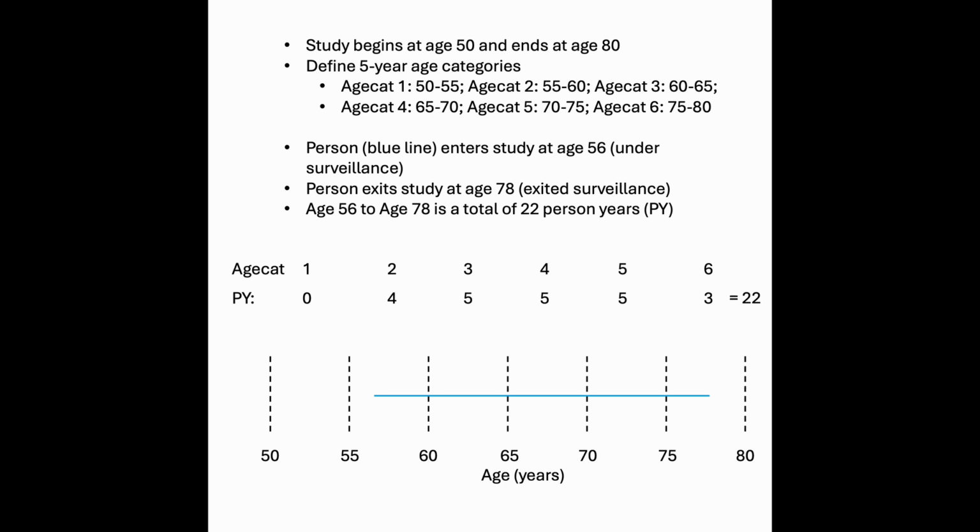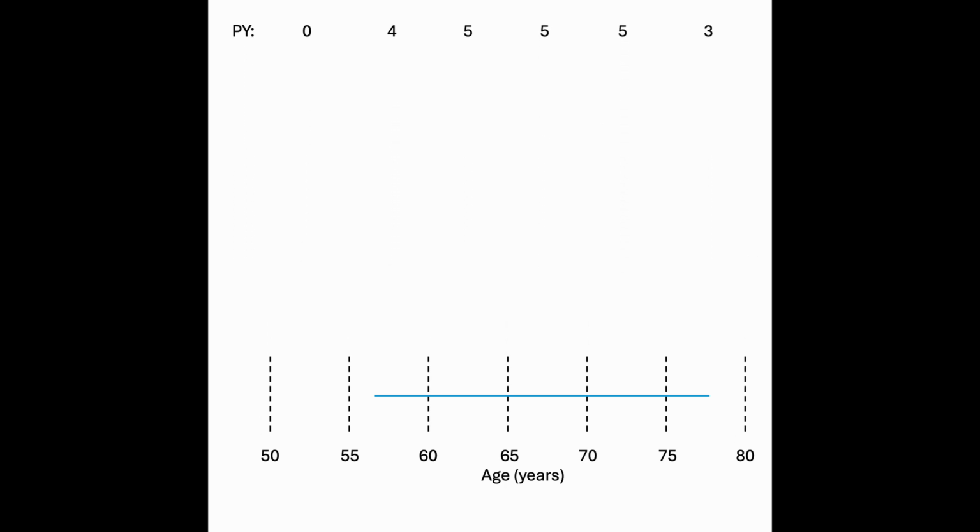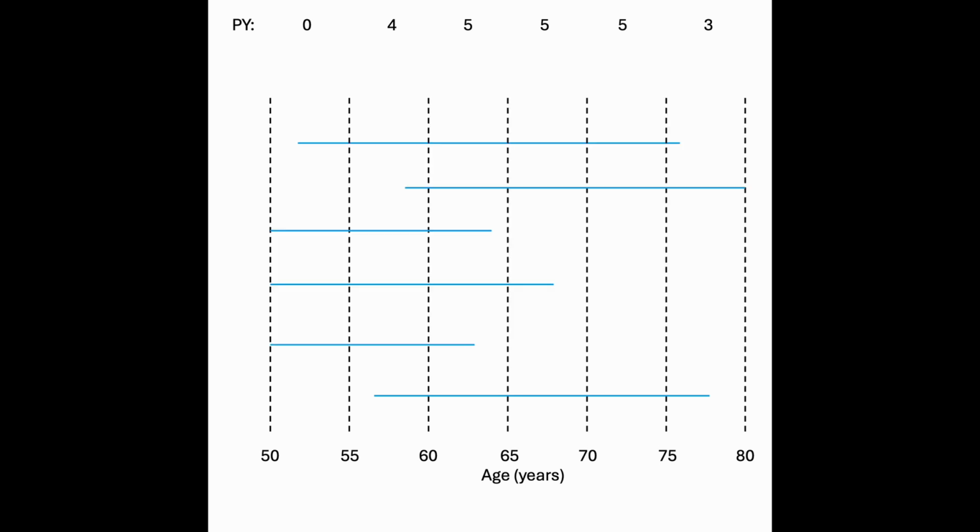A study would involve many people, likely entering and exiting at different times. In this expanded example, we see there are 4 people who contribute time to Age Cat 1. The total number of person years in Age Cat 1 is 5 plus 5 plus 5 plus 3 additional person years for a total of 18.